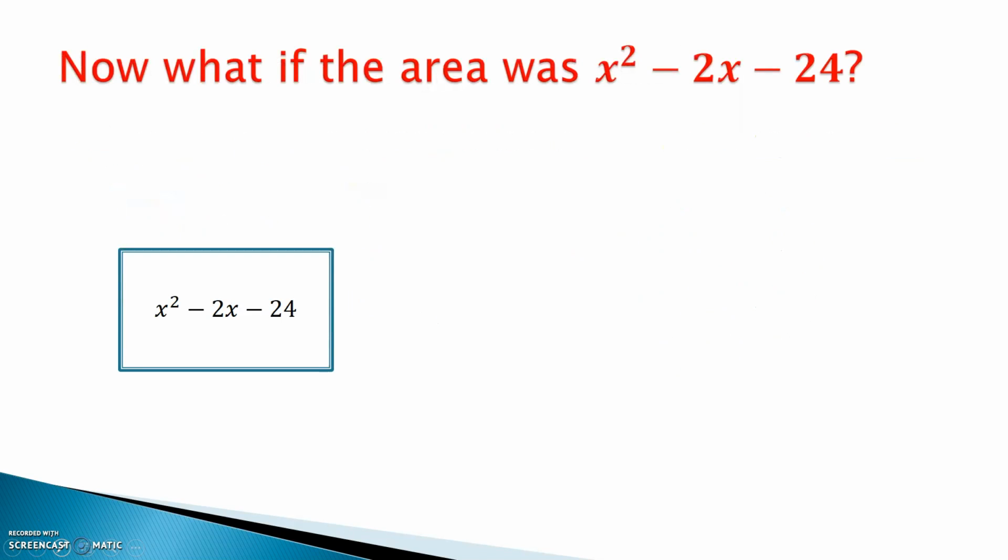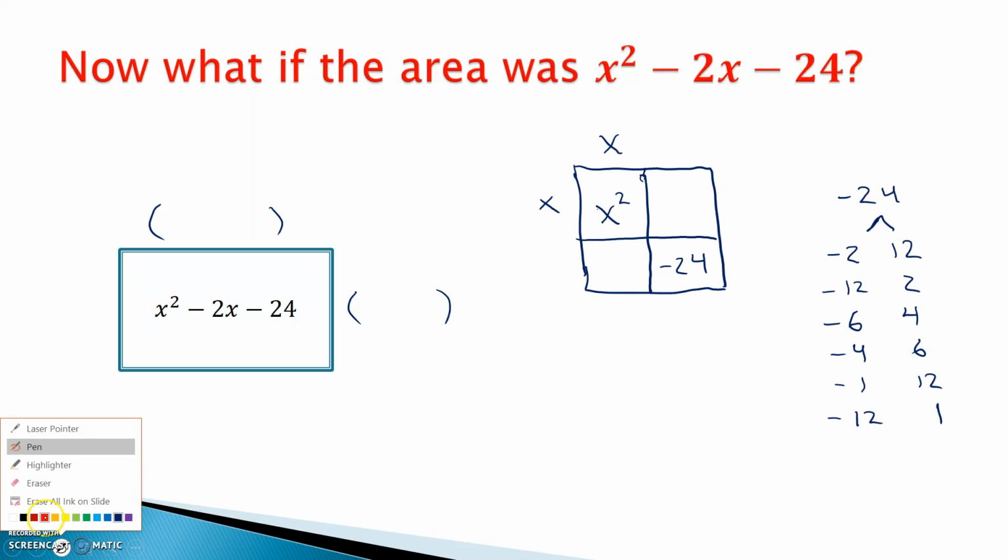So what happens now if I have something like this? What if the area was x squared minus 2x minus 24? You do want to copy this down. What if I want to find that length and that width? Well, I know this is a quadratic. I know this came from two binomials. So what I'm going to use is the Punnett square. I'm going to show you what that looks like in a quick second. So I'm going to set up my Punnett square.